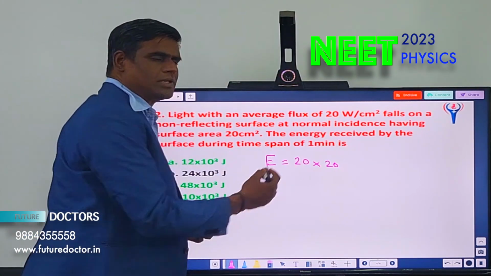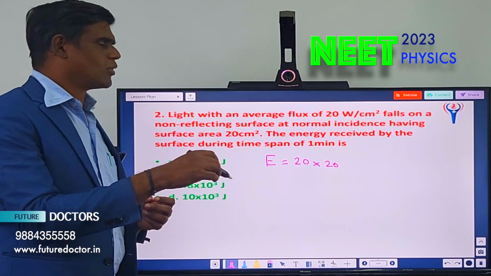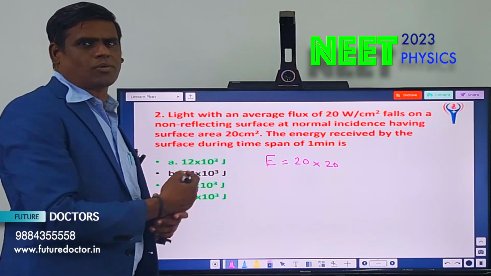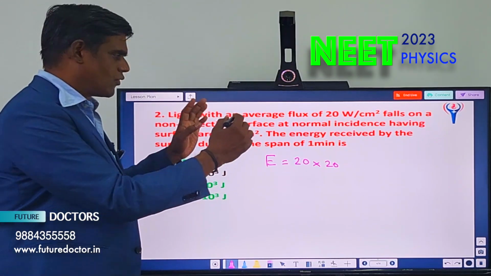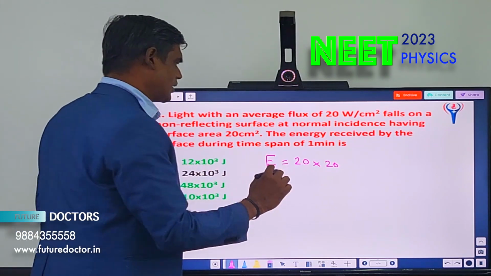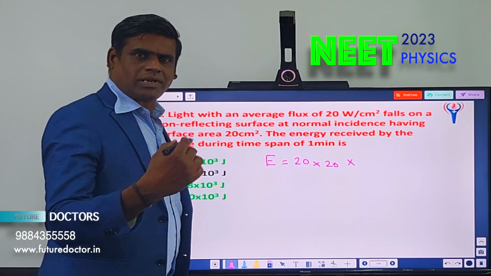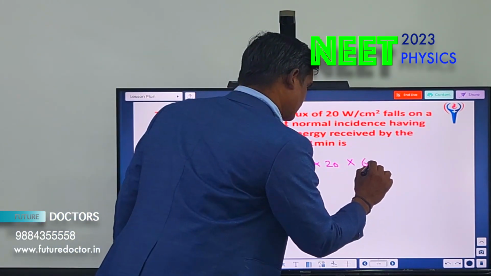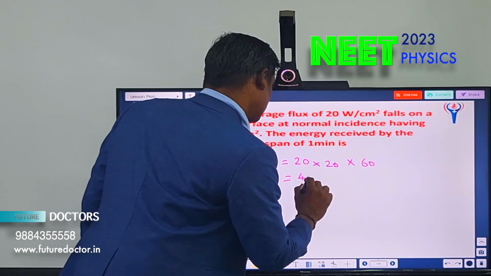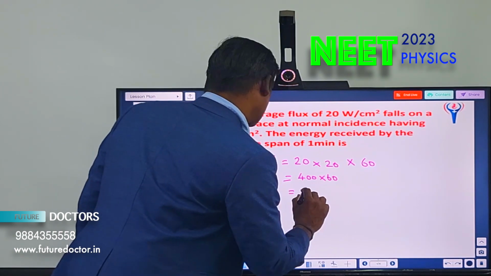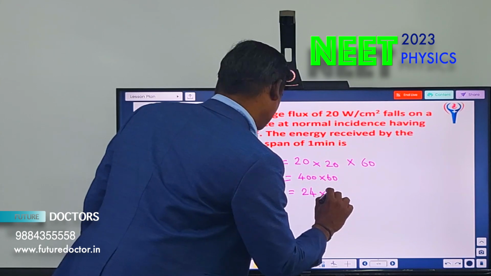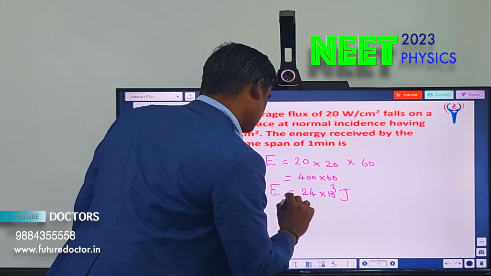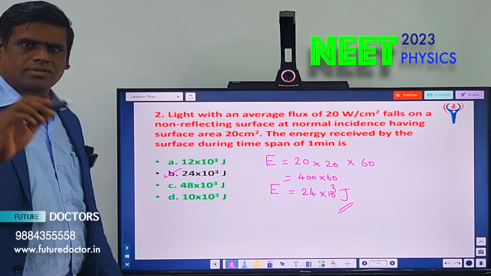Otherwise, you can convert centimeter into meter, that is into 10 power minus 2 whole power 2, same way here also 10 power minus 2 whole power 2. That is 10 power minus 4 into 10 power minus 4 getting cancelled. So directly I am multiplying by 1 minute, converted into seconds, that is 60. Multiply 400 into 60, that is 24 into 10 power 3 joules. Which option is that? Yes, option B is the correct answer.